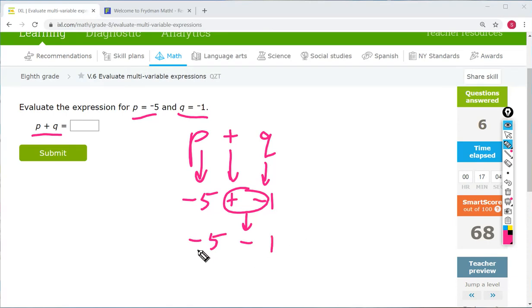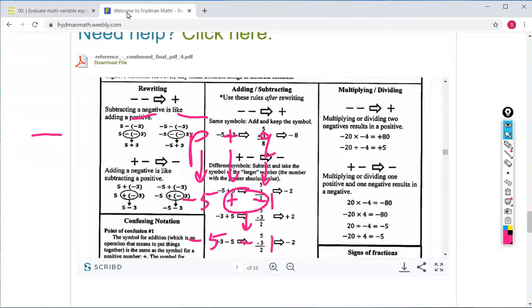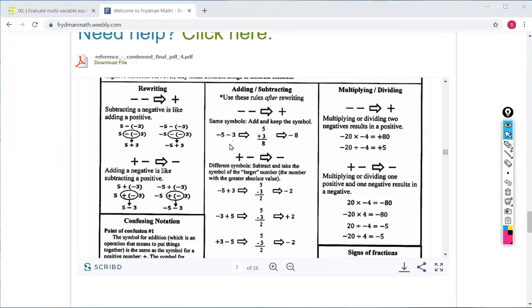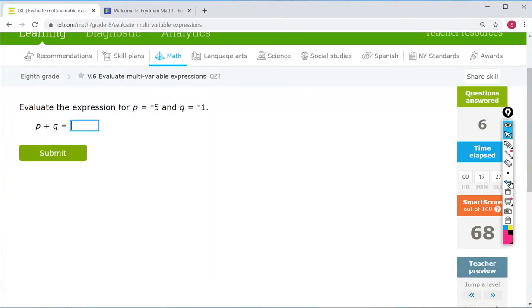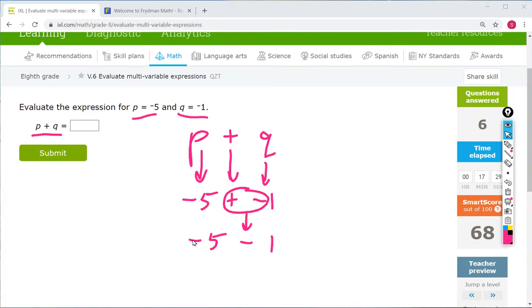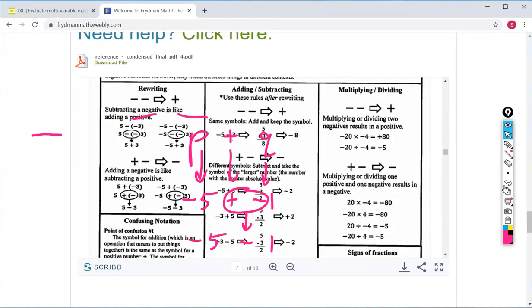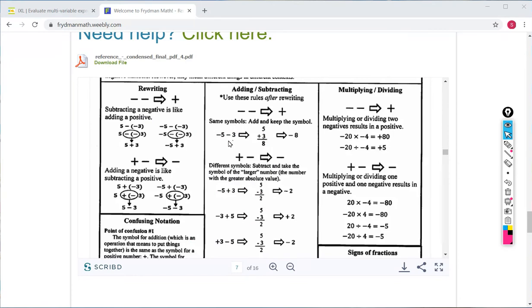And now look at what we have here. We have same symbols, right? Look over here. Same symbols. Remember, you use these rules when you're adding or subtracting, these same symbols, different symbols rules. I'm not going to use these rules because these rules I only use when I'm multiplying or dividing. I'm not multiplying or dividing here. Okay, so I'll use these rules where I have the same symbols. I should add and keep the symbol.